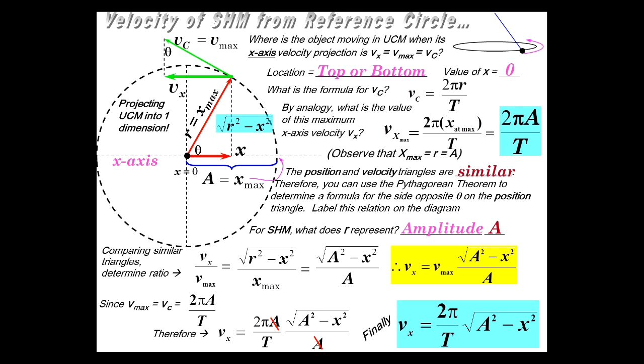So it all comes together. In fact, what happens when it's not moving at all? It's not moving at all at the very ends, where x is equal to a. A squared minus a squared is 0. Indeed, it works. So there's a nifty formula for determining the speed of an object in uniform circular motion. I hope you enjoyed that little exercise and derivation.